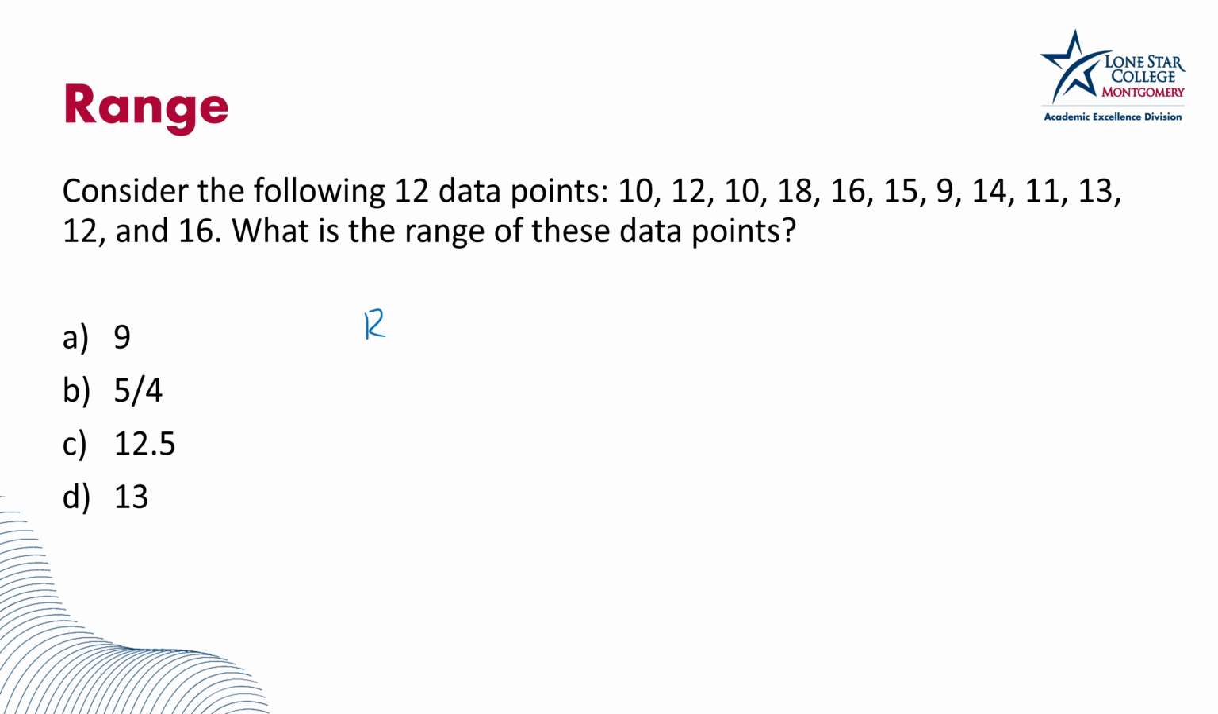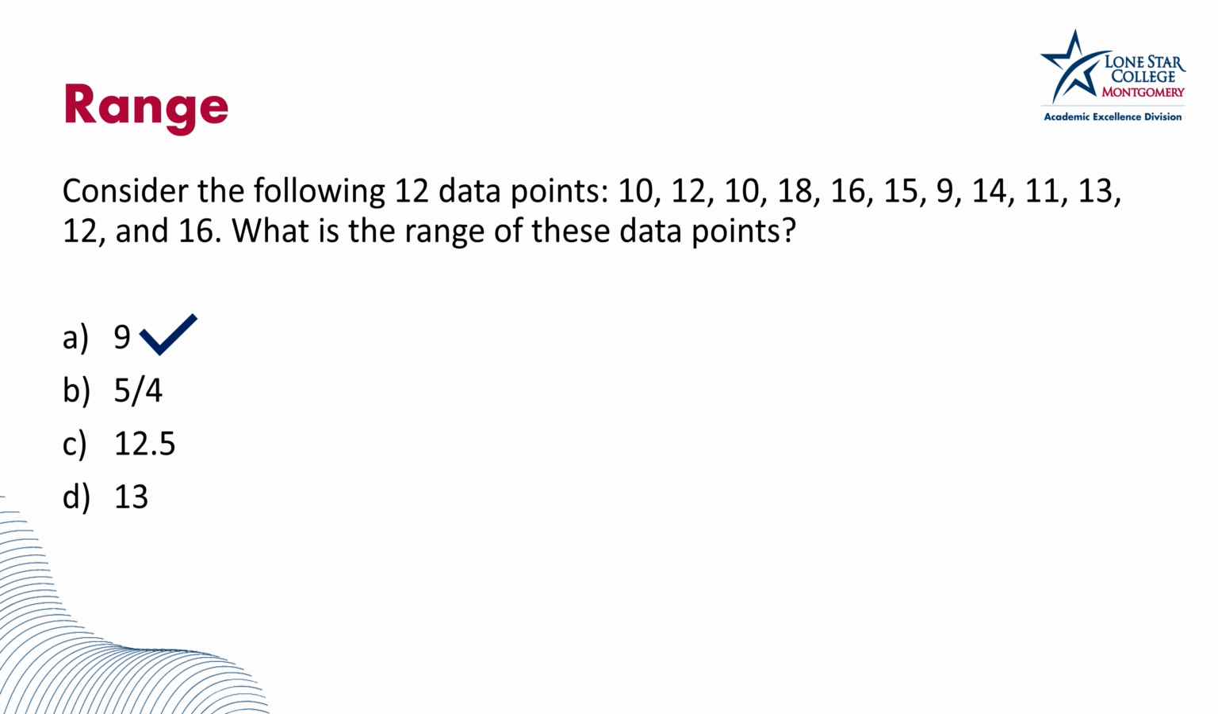So the range here is we want to identify what is the biggest number in our 12 data points here. That would have to be 18. And we subtract our smallest, which has to be 9. So 18 minus 9 just gives us 9. So the range of these data points is simply 9, which is answer choice A.